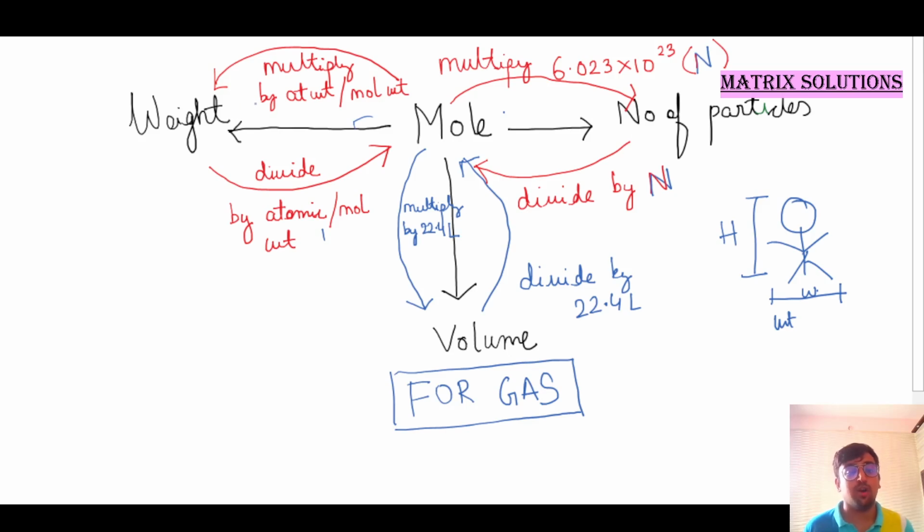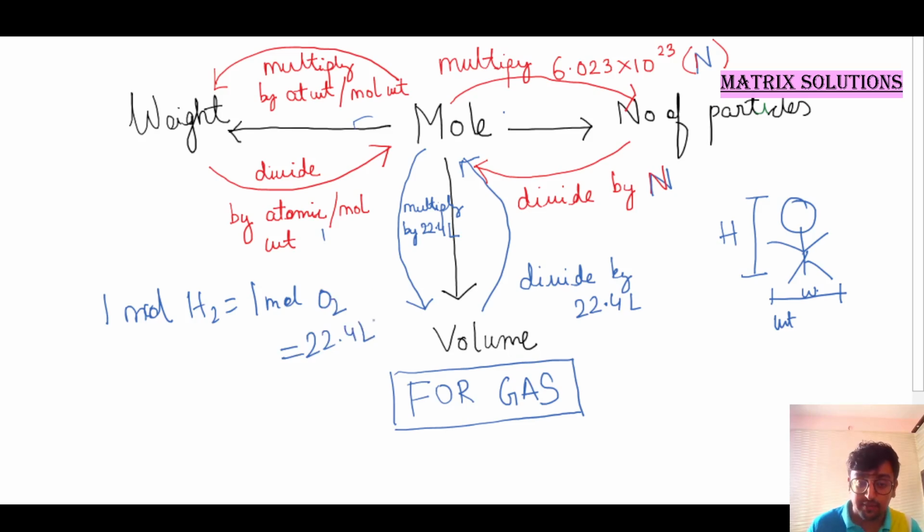In terms of atomic weight or molecular weight. In terms of particles, 6.023 into 10 to the 23, Avogadro number. Another important thing comes into play, that is only for the gases. 1 mole of any gas, 1 mole of H2, 1 mole of O2 will have the same volume, that is 22.4 liters. It is a standard thing.